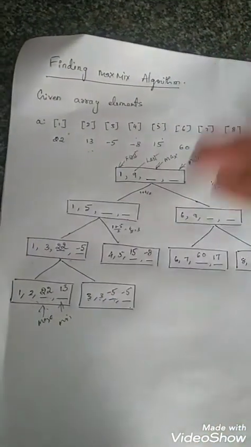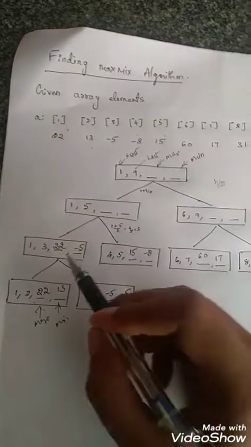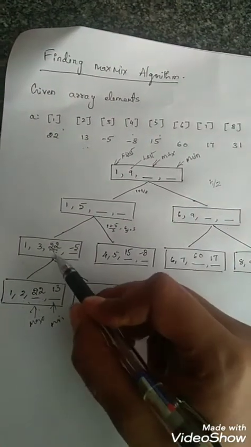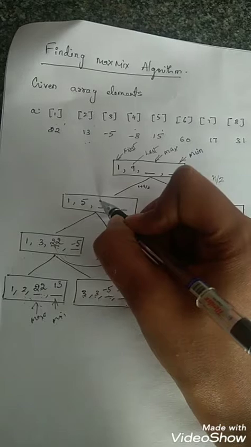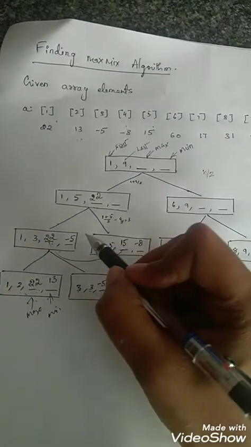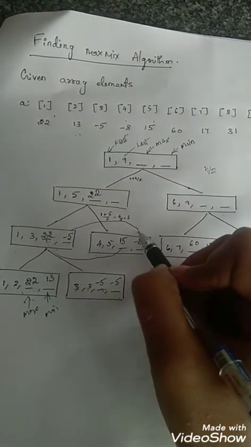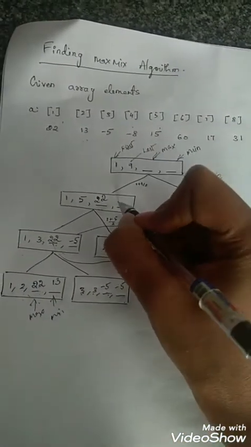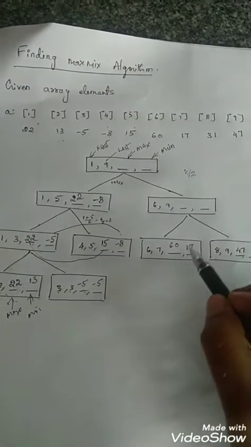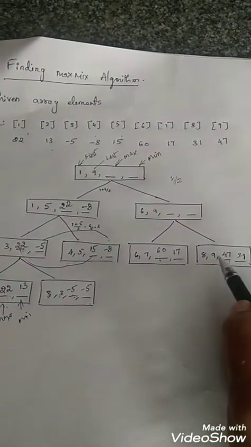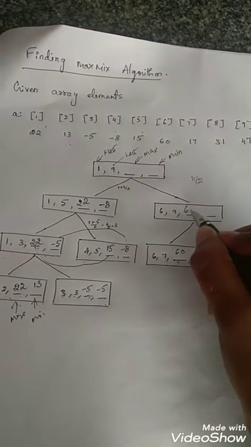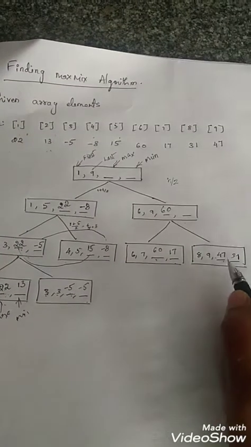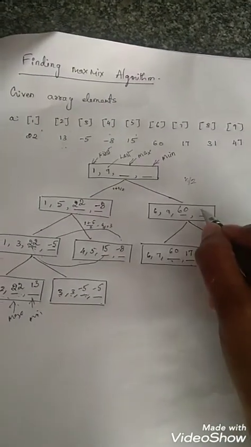That means it's the bottom up approach, I have to go up. So again, compare the max elements. 22 and 15, which is maximum? 22. Then compare minus 5 and minus 8, which is minimum? Minus 8. Now 60 and 47, which is the maximum element? 60. And then 17 and 31, which is the minimum element? 17.